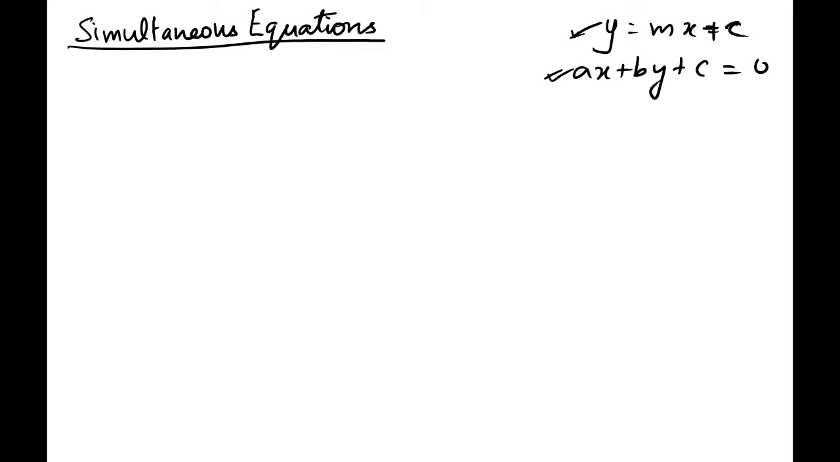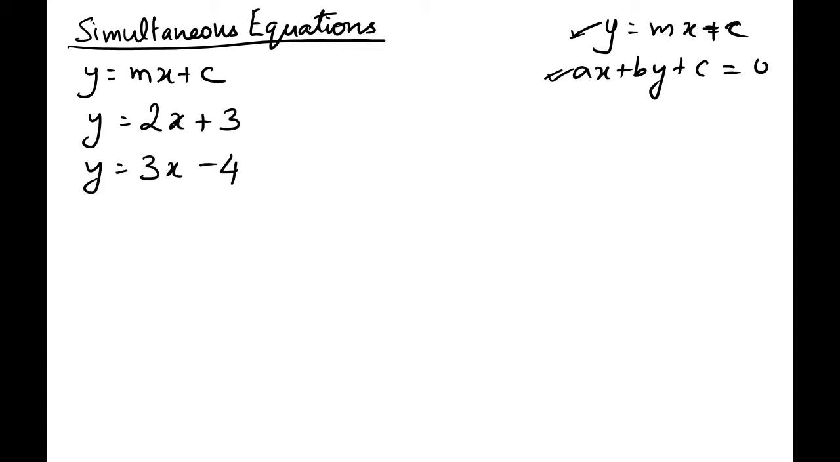To begin, we are going to use both the equations in the form y equal to mx plus c, which means we can, for example, say y equal to 2x plus 3 and y equals 3x minus 4. These are the two equations we are going to consider, and we are going to solve these two linear equations. So what does it mean to solve two linear equations?